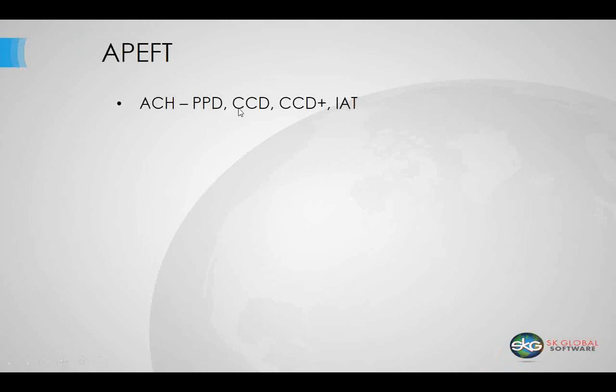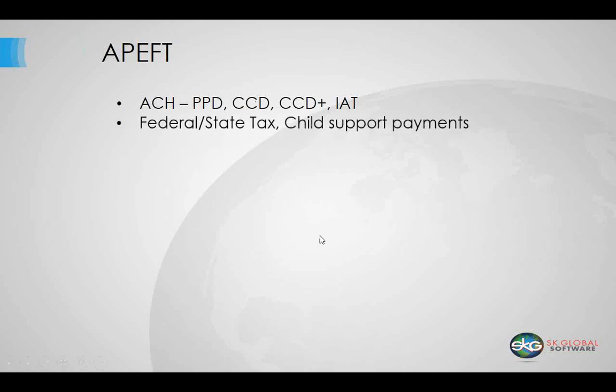As I was mentioning, PPD and CCD, and CCD Plus adds an additional addenda record for those a little more technical, and IAT is for an international ACH transaction. That came into being a few years ago, where you could send an ACH transaction and it would ship as a cross-border activity. Again, ACHs are much cheaper than wires. Most of you are probably aware, they're in the 10 or 15 cent range per transaction, where wires are in the $20 or $30 range.